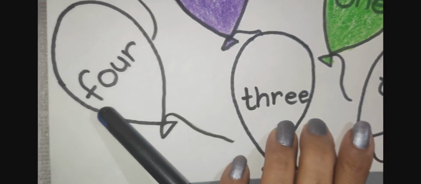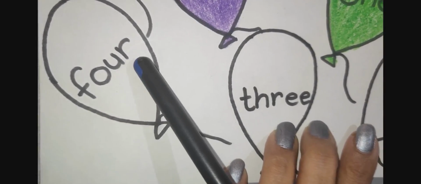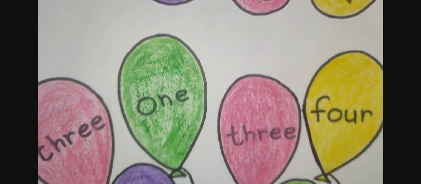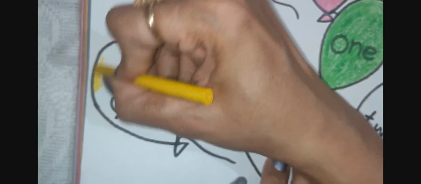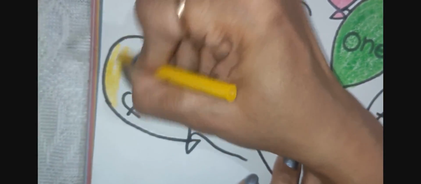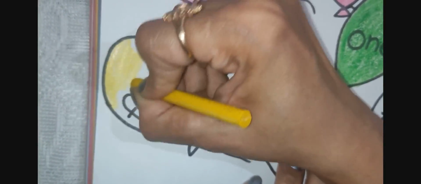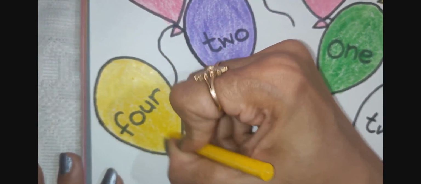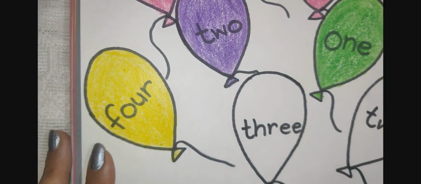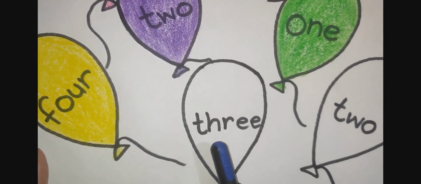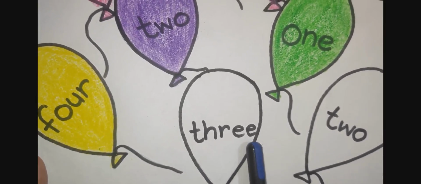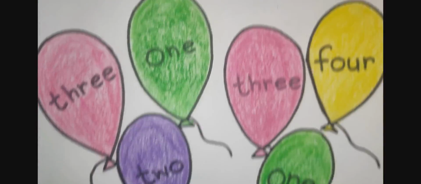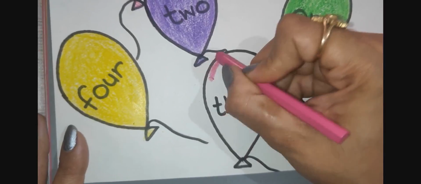Next number name is FOUR, 4. Color of 4 is yellow. So I will fill this yellow color in the balloon. Next number name is THREE, 3. Color of 3 is pink. So, I will fill this pink color in the balloon.